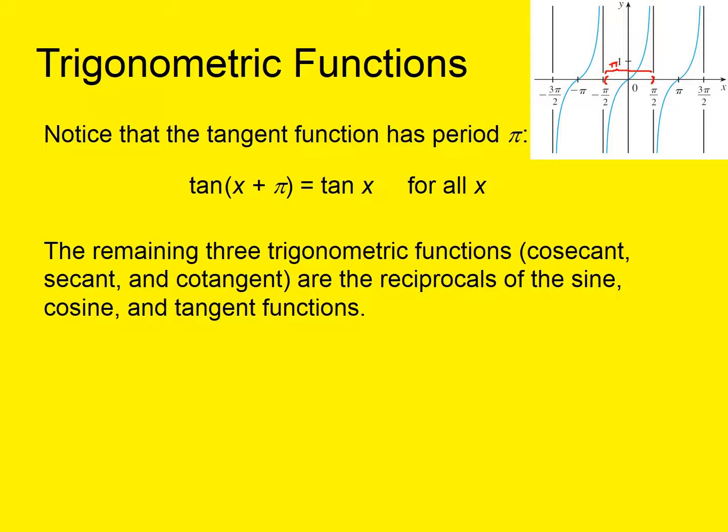The remaining three trigonometric functions, the cosecant, the secant, and the cotangent, are the reciprocals of the sine, cosine, and tangent functions, respectively. So sine is the reciprocal of cosecant, cosine is the reciprocal of secant, tangent is the reciprocal of cotangent, and conversely. And so that's a look at some elementary trigonometric functions that we will be using in calculus.